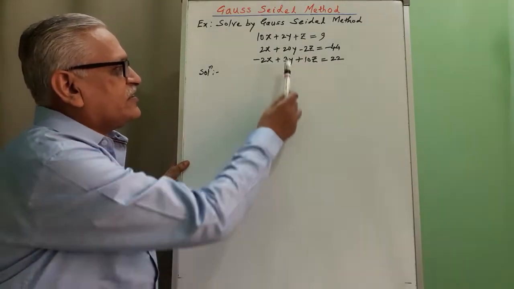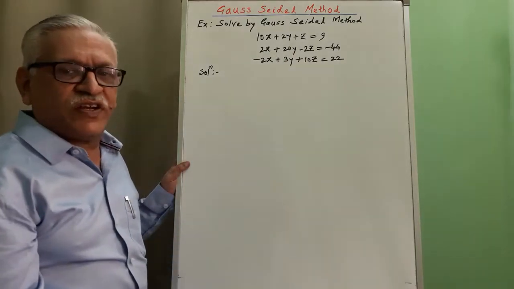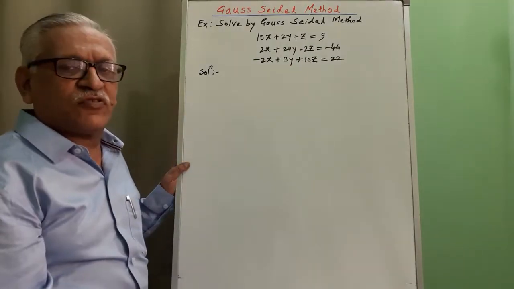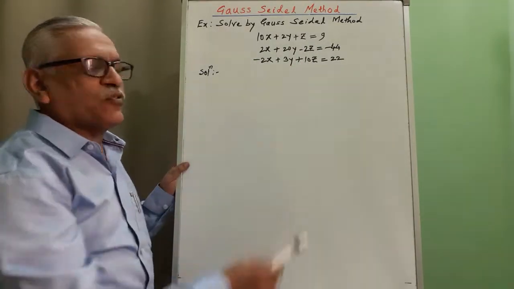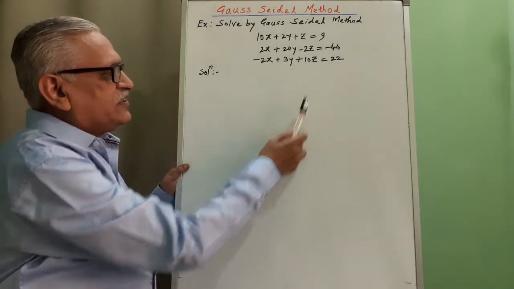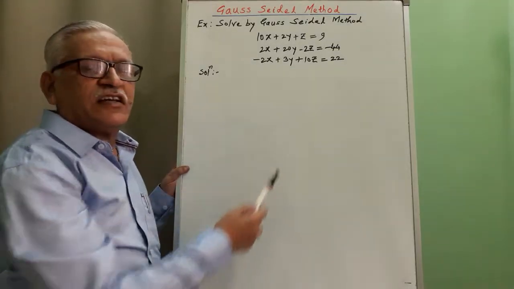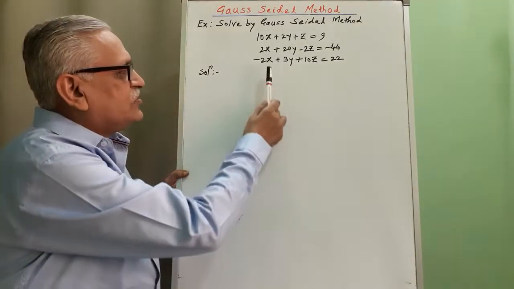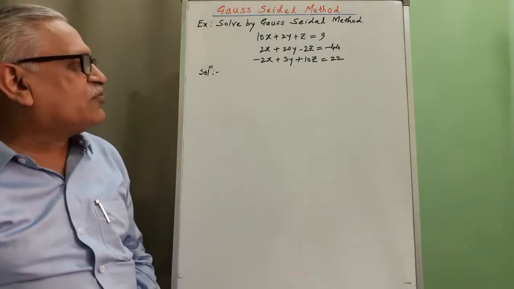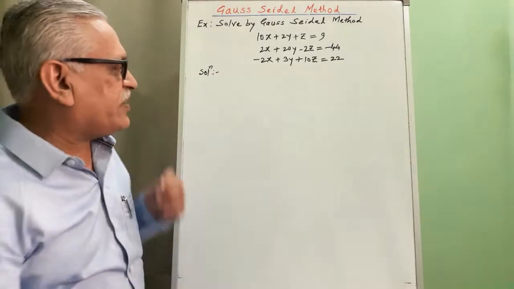The condition is satisfied here. The second diagonal element is 20. The absolute value of that is 20, which is greater than the sum of the absolute values, 2 plus 2, we get 4. Therefore, 20 is greater than 4. Third equation, the absolute value of 10 is greater than the sum of the remaining absolute values, that is 2 plus 3, 5. Therefore, the condition of convergence is satisfied.